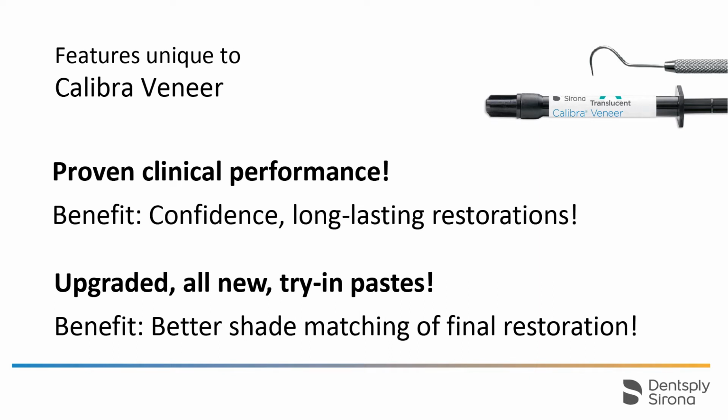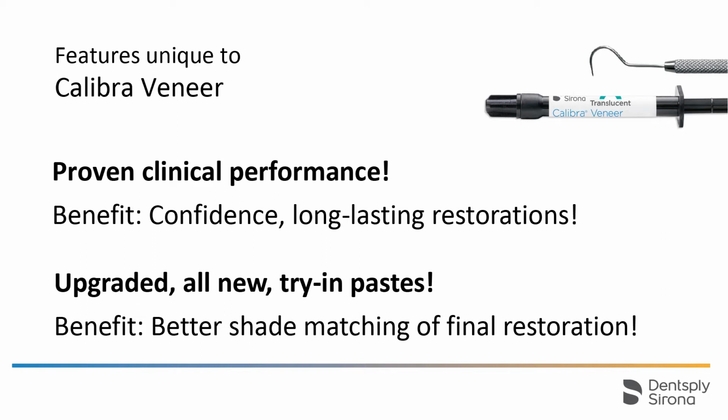Try-in pastes are used to check the impact of the cement shade on the overall aesthetics before placing the veneers permanently. The shade reproduction of Calibra Veneer try-in pastes has been optimized to produce an even more reliable aesthetic match. An optimum treatment outcome can thus be achieved with even greater certainty.